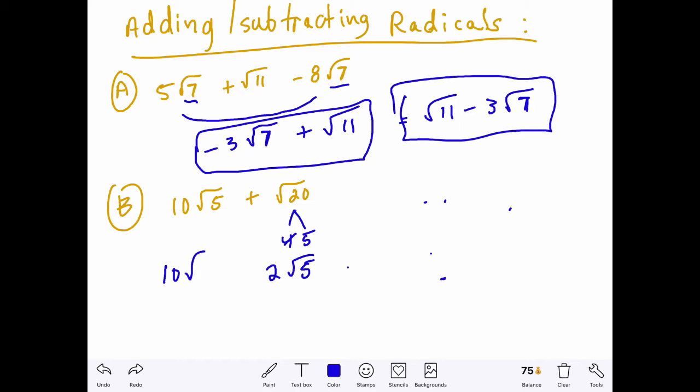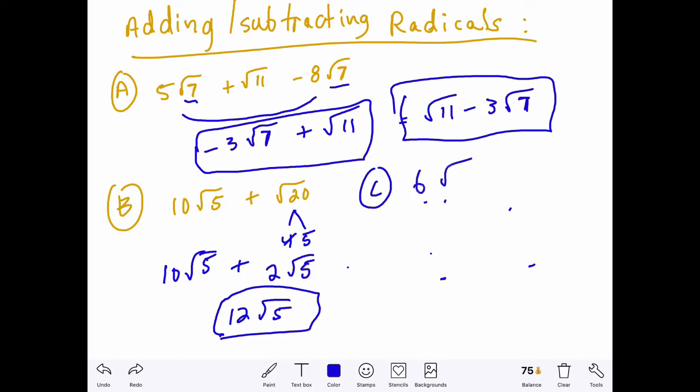Well, 10 root 5 plus 2 root 5 would be 12 root 5. Notice I added or subtracted what was out front of the radical there, and I kept the radicand the same, root 5, almost like a common denominator. So 12 root 5 there. Okay, let's do another one.